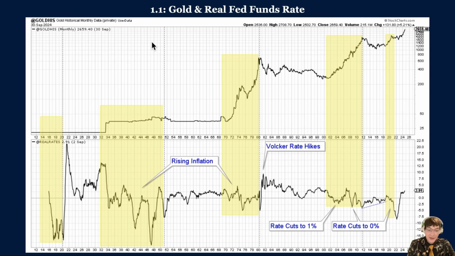Although the real Fed funds rate trended lower after the early 1980s, it was strongly positive for most of the 1980s and 1990s. A reduction from a sharply positive real interest rate to a modestly positive real interest rate did not move the needle regarding gold's fundamentals.